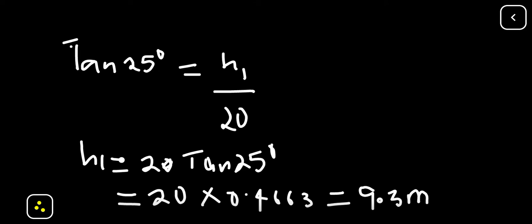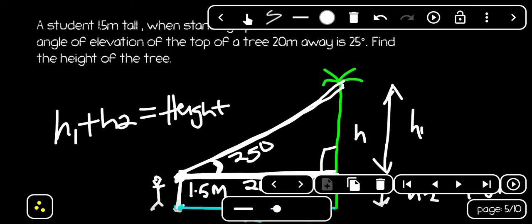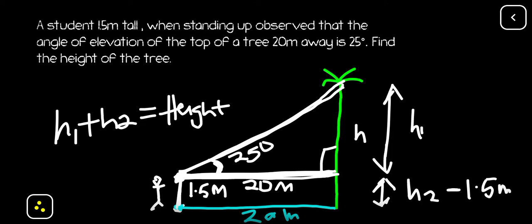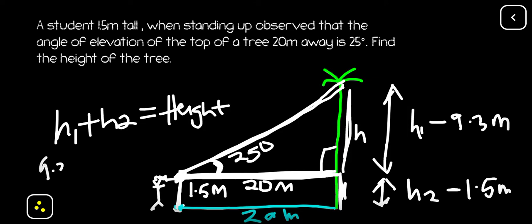So that is h1. That is, let's say, from his head upwards, in terms of the tree. That is 9.3 meters. That means if you add 9.3 meters to the remaining part of the tree, which he has taken with 1.5 meters of his height, it will give you the whole height of the tree. So this is what I mean here. We've gotten h1 now as 9.3 meters. We know that this is his height. From his height to the ground, this side here is 1.5 meters. That means we're going to add h1, which is 9.3 meters, plus h2, which is 1.5 meters, and that will give us the original height, which will be 10.8 meters. So that is the height of the tree.